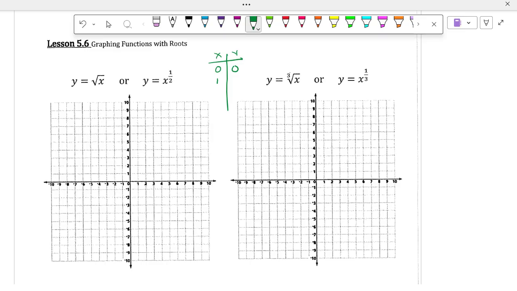Square root of 1? 1. Now, because I don't want to get any weird numbers, I want to keep with perfect squares. So what do you think my next x value should be? 4, which is 2. And one more. 9, which is 3. So I'm going to go ahead and graph those 4 points. So I got 0, 0, 1, 1, 4, 2, and 9, 3. So my graph looks a little like this. In other words, it looks like half of a parabola turned sideways.